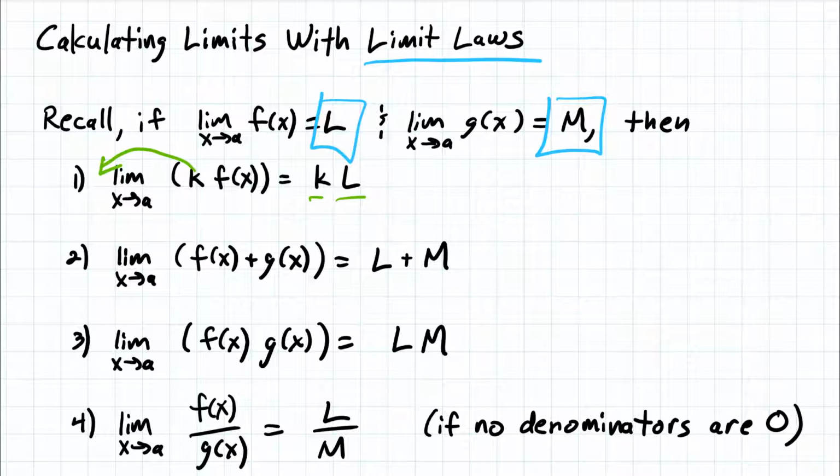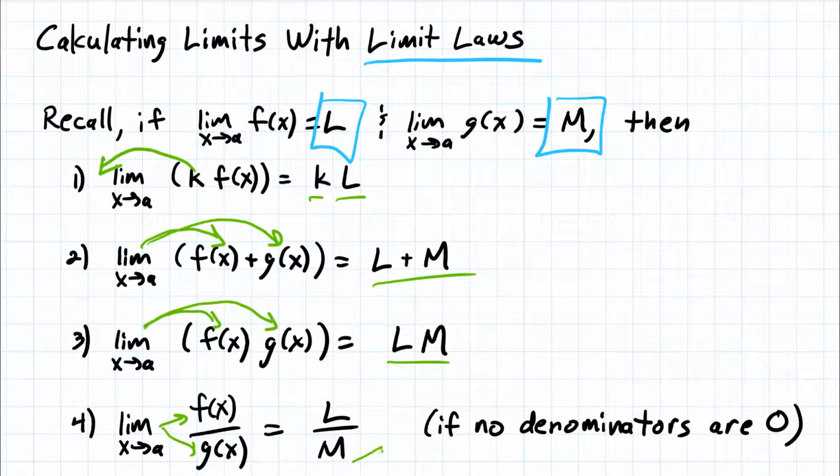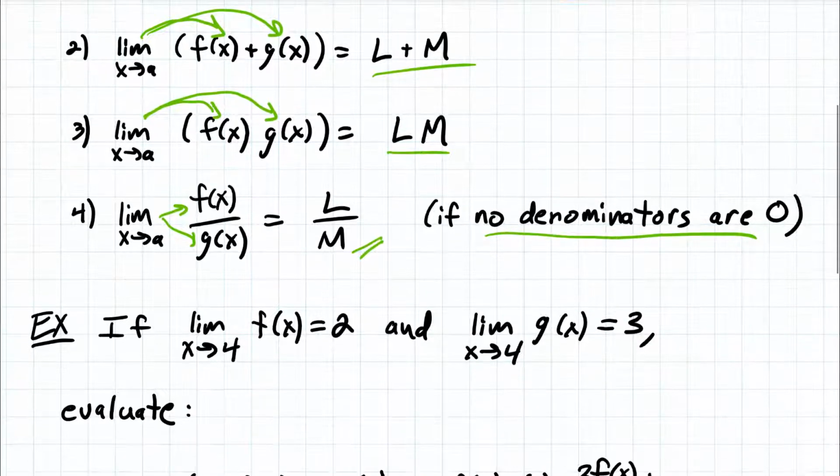Next, the limit of a sum is the sum of the limits. You take the limit of the first part and the second part, and therefore get L plus m. And the limit of a product is the product of the limits, so the limit hits the first part and the second part, giving you L times m. And the limit of a quotient is the quotient of the limits, so it hits the top, hits the bottom, and just gives you L over m. Of course, this is only legal if all the denominators are not zero near a and at a. Well, near a. All right.